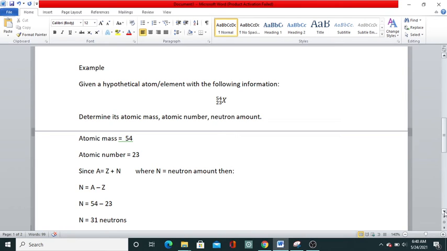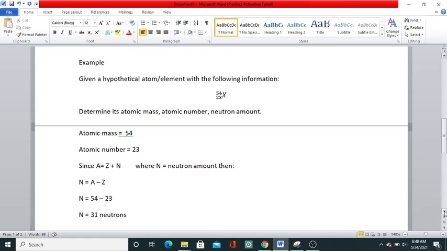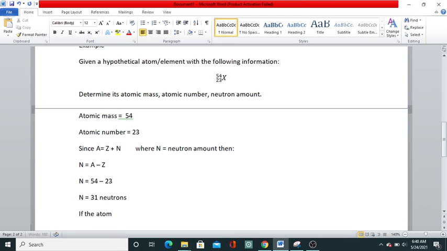And if you were asked also what is the amount of electrons here, given that the atom or element is neutral in charge, then the amount of electrons must equal the amount of protons. So electrons would then equal 23 as well, given that it is neutral in charge.